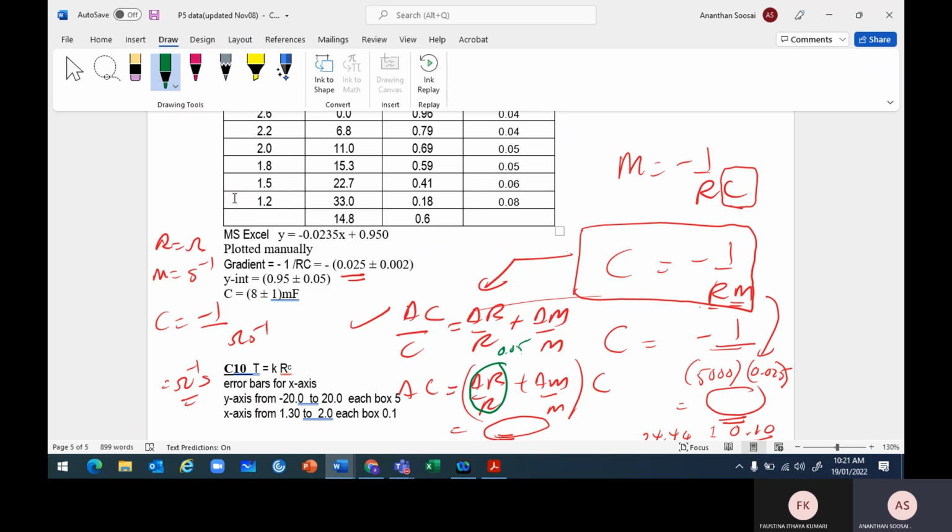Most of the time, if 3 marks are allocated here, most probably what they're going to give the 3 marks for is method. Let's say 2 marks for the method. Method means you want to see, is the equation correct? Is this equation correct? You put change of R over R as 0.05. For the method, you get marks.